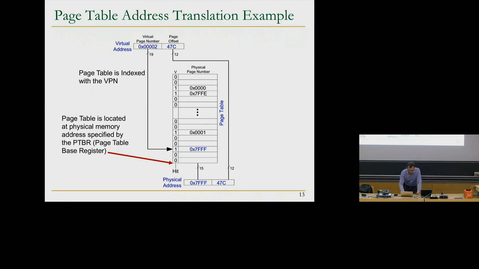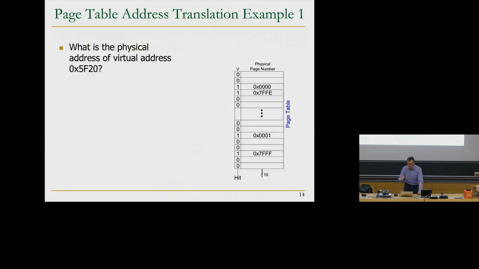Okay, so the page table provides the physical frame number or physical page number, as I said, and the page offset bits do not change during translation, because that's really the page size, and that indicates which byte in the page you're going to access. Okay, so let's take a look at another example.